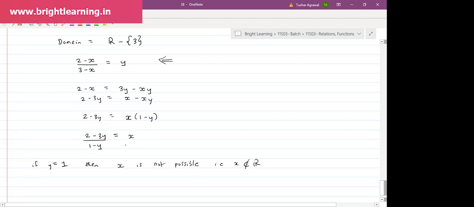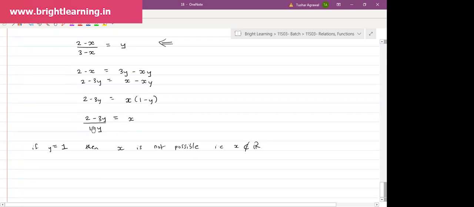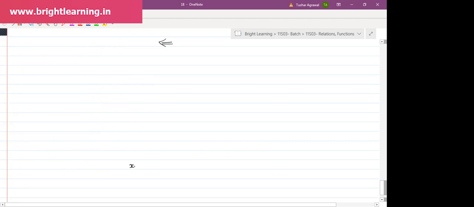So for that matter, can you see that now y is not equal to 1? Therefore, y is not equal to 1 for all x belonging to real numbers.